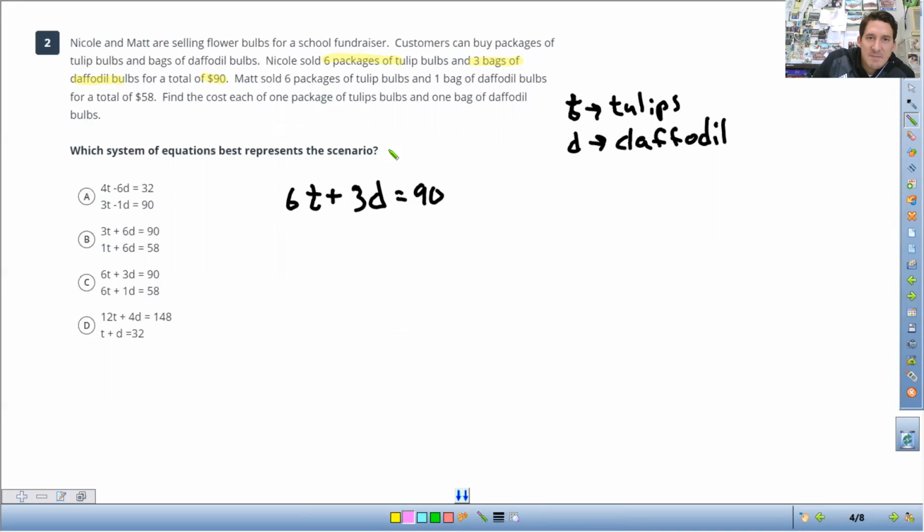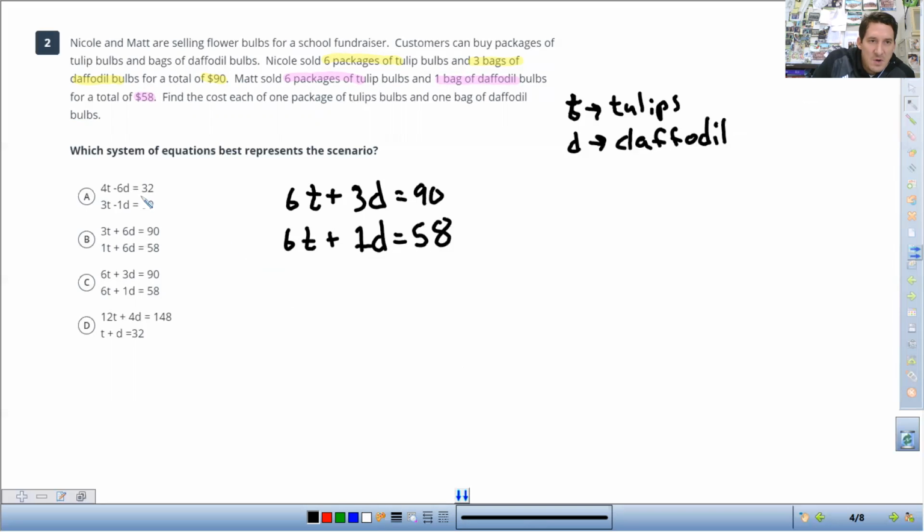Matt sold 6 packages of tulips, so 6 tulips, 1 bag of daffodils for $58. Let's find the other one. So 6 tulips plus 1 daffodil is $58. So 3T plus 6D, close but not quite. 6T plus 3D equals 90. 6T plus 1D equals 58. Correct answer is C on this one. So just make sure you read those selections carefully.